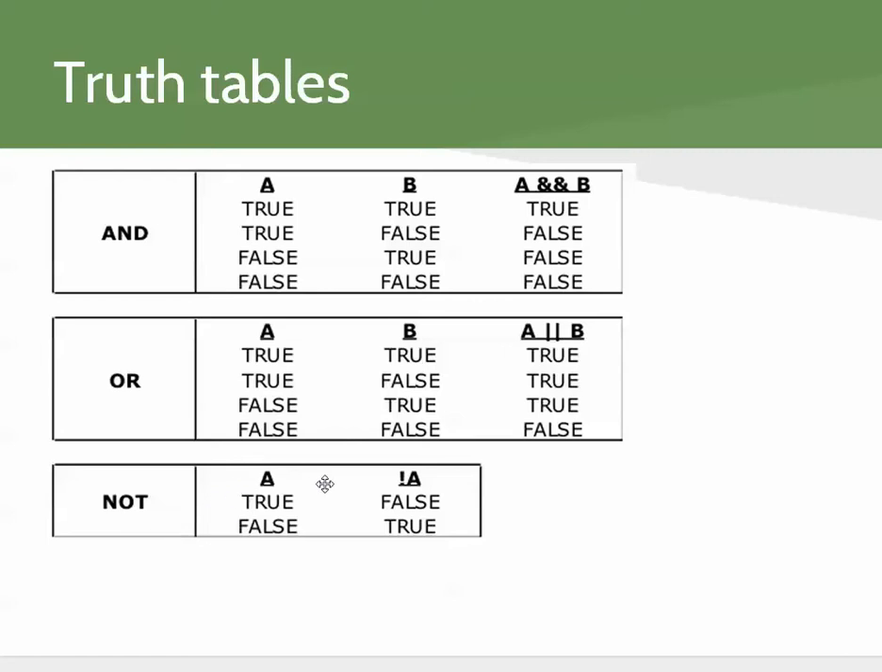The not operator simply takes a Boolean expression and flips it around. So any Boolean expression resulting in true, if you put an exclamation mark in front of it, will take on the value of false. So let's see a couple of examples before turning to a programming example.